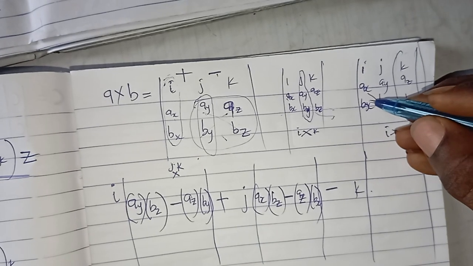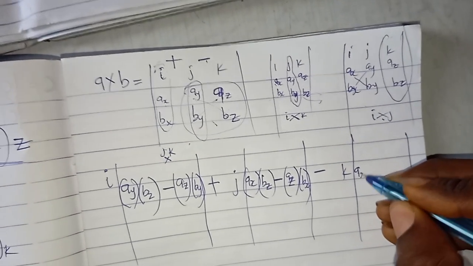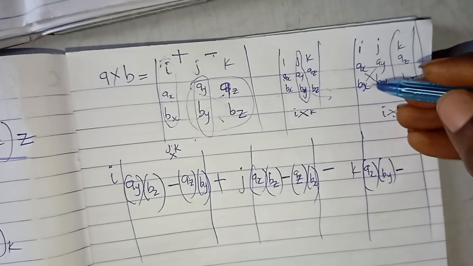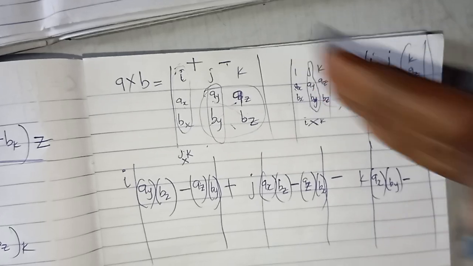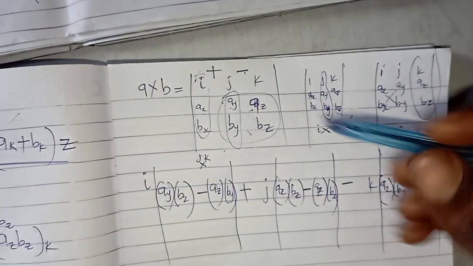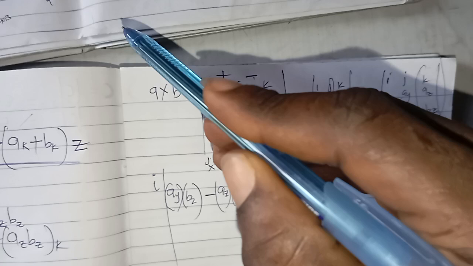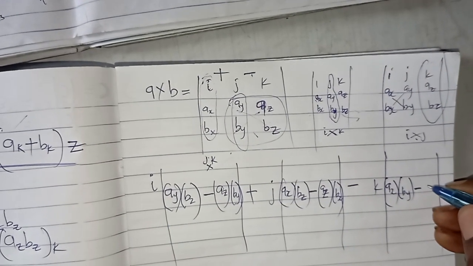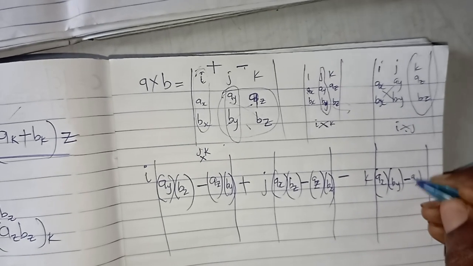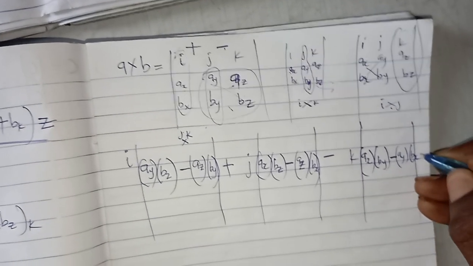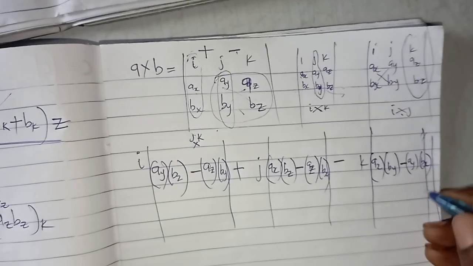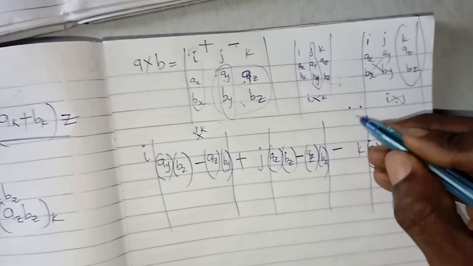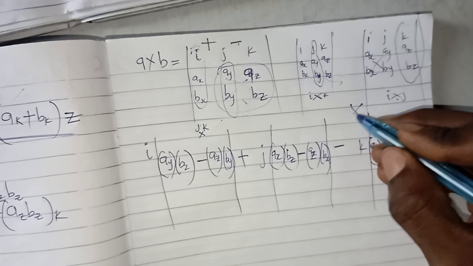So left, right, AX, BY, from minus right, left. This is your left, starting from up, down. Then this is your right, down. So AY, BX. This is the left side, right side, left, down, right.